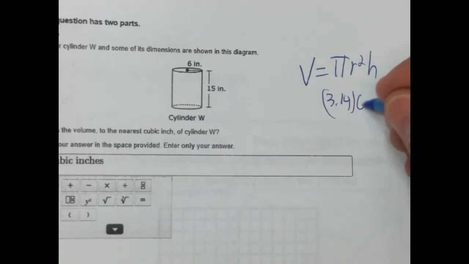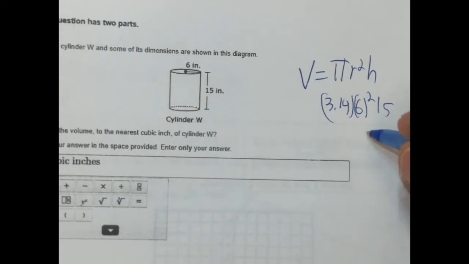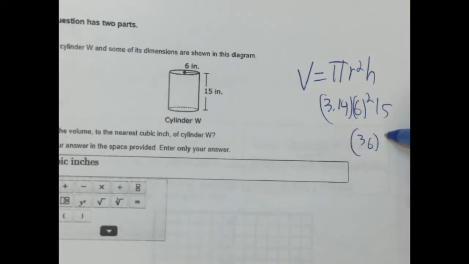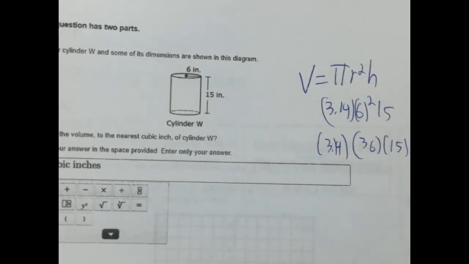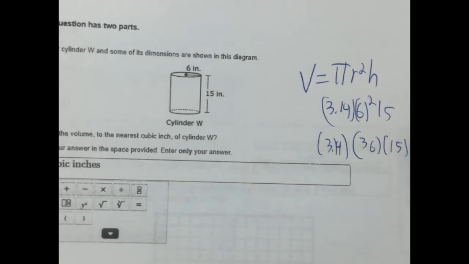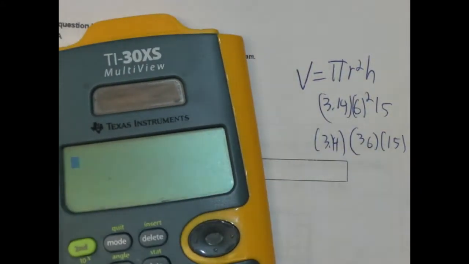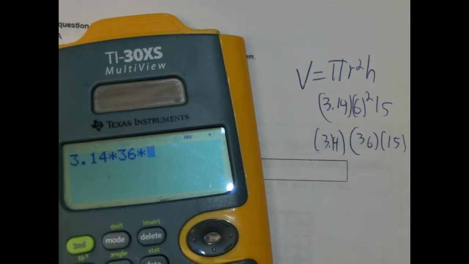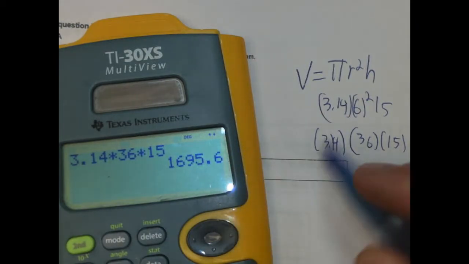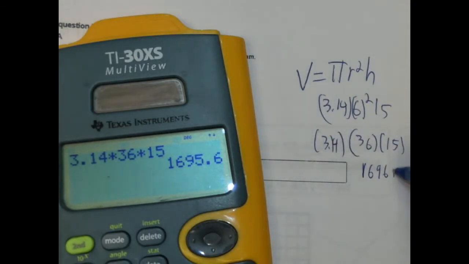R is going to be 6 because that's our radius, and the height's going to be 15. So we're going to get 36 times 15 times 3.14, which would roughly be 1,000. Let's just do it out so you can see. Actually, it's probably better if I do it here. 3.14 times 36 times 15. So it's going to be this. We're going to round that to 1696. So 1,696 inches cubed, roughly.